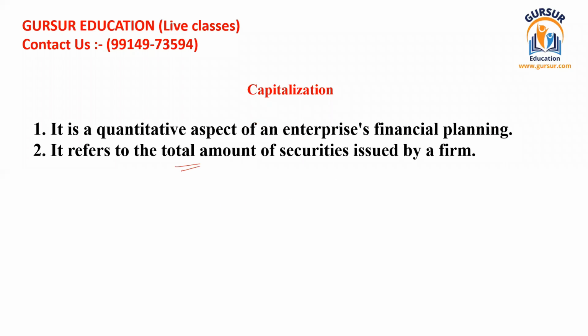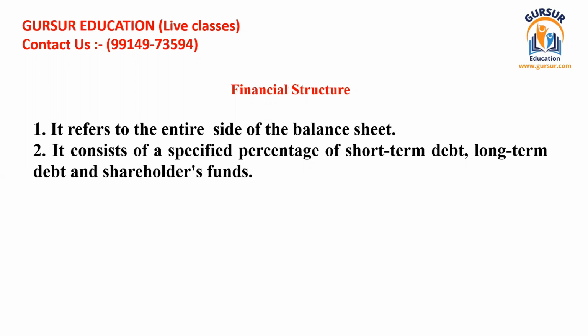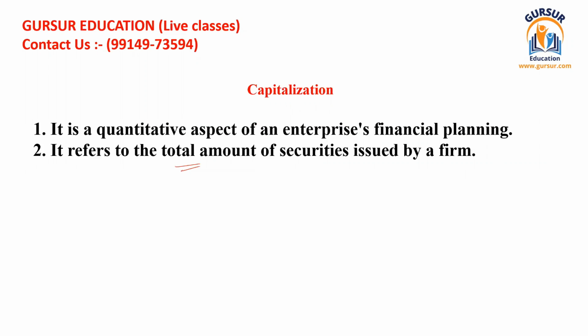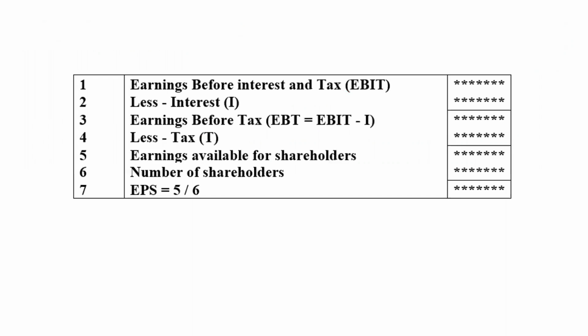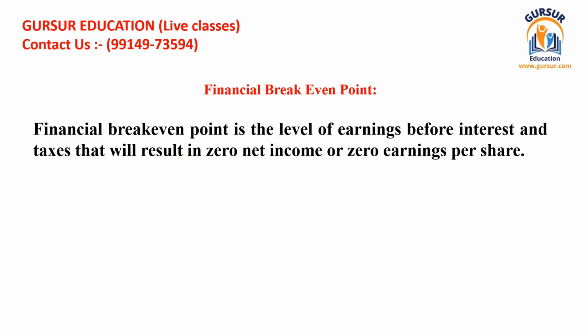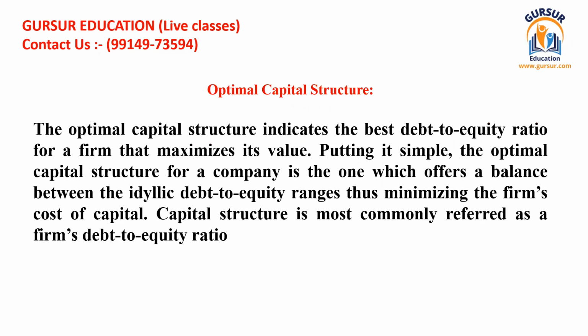In this lecture, I have taught you about capitalization, after that capital structure, then financial structure. You have understood these three terminologies of the chapter headed capitalization and capital structure. Then I taught you this very important table, which will be used throughout this lecture. Then we learned about financial break even point. Then we talked about the optimal capital structure. I taught you optimal capital structure is the structure or the level of debt or equity ratio which produces the maximum value to the firm and which charges the minimum level of overall cost of capital.